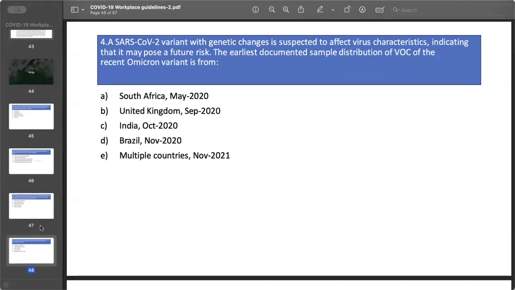Question number 4. A SARS-CoV-2 variant with genetic changes is suspected to affect virus characteristics, indicating that it may pose a future risk. The earliest documented sample distribution of the VOC, the recent Omicron variant, is from: option A, South Africa, May 2020; option B, UK, September 2020; option C, India, October 2020; option D, Brazil, November 2020; option E, multiple countries. Option E is the right answer.